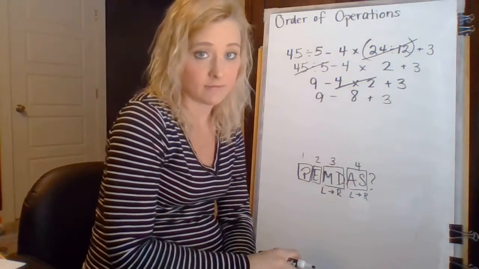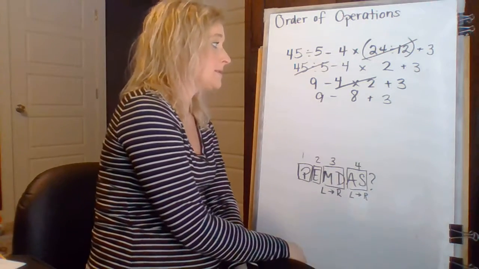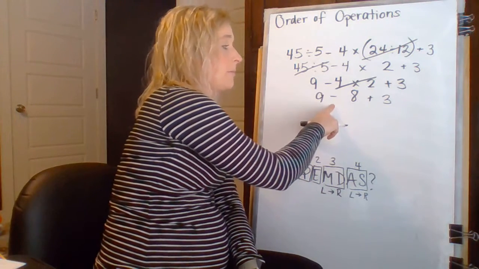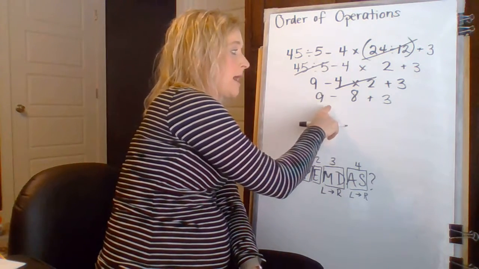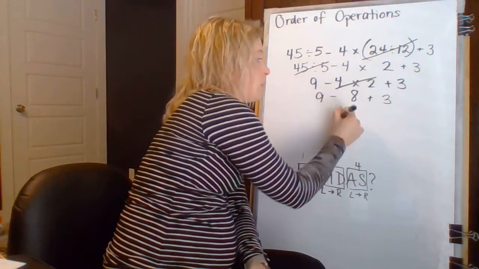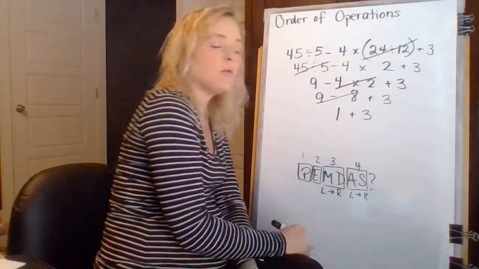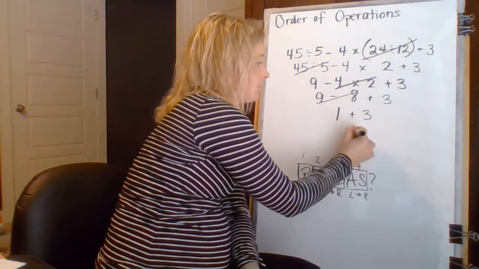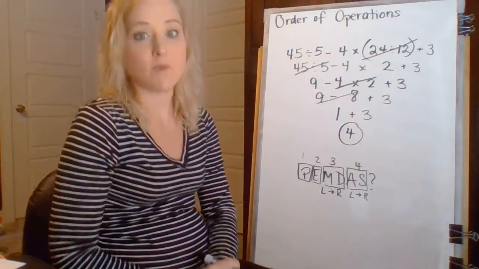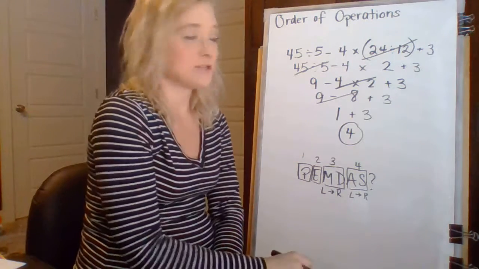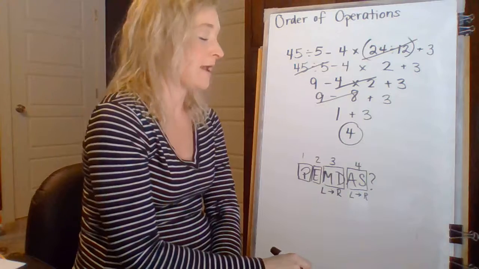I'm going to do it correctly first, okay? So I see both subtraction and addition, and subtraction is on the left. I'm going to do it first. I'm going to do 9 minus 8, which is 1. Mark that out, and I have just plus 3 left. What's 1 plus 3? It's 4, okay? That is the correct answer to this problem, okay?